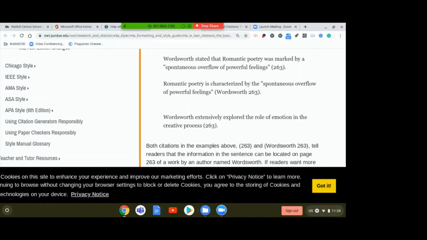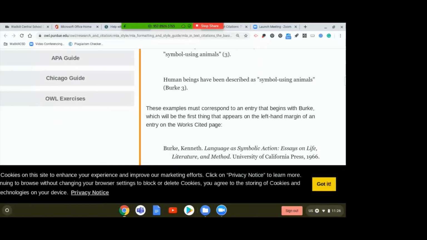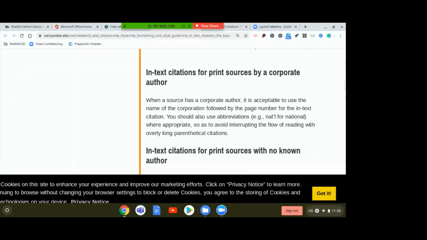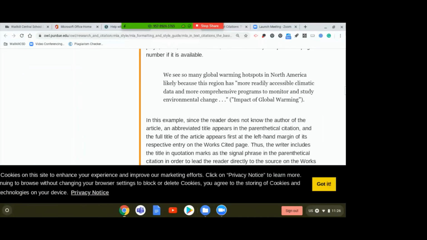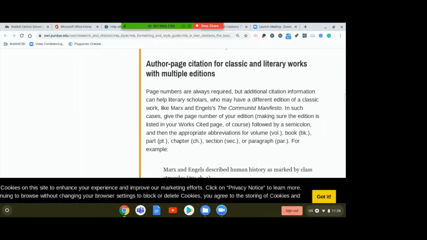Now, I just want to talk quickly because 3 of our 4 articles for the final have single authors. So we're going to do it just like this. We'll use their last name and whatever page number the information is coming from. But one of the articles has 2 authors. We saw this on the midterm as well. So I'm going to scroll to multiple authors. Okay, author page citation with multiple authors.